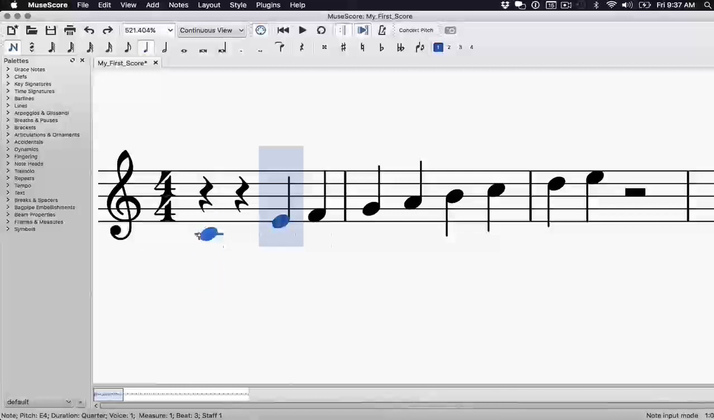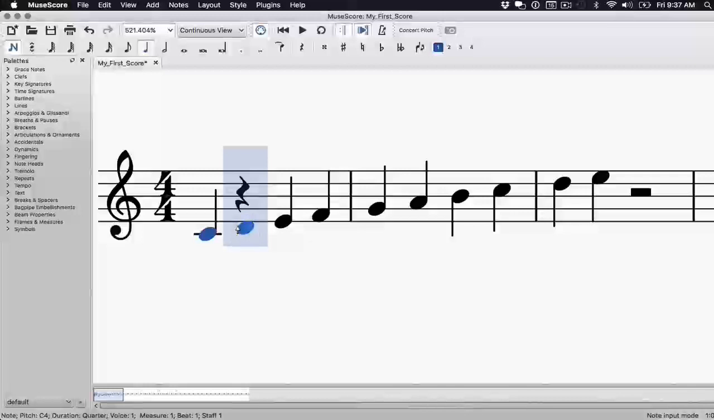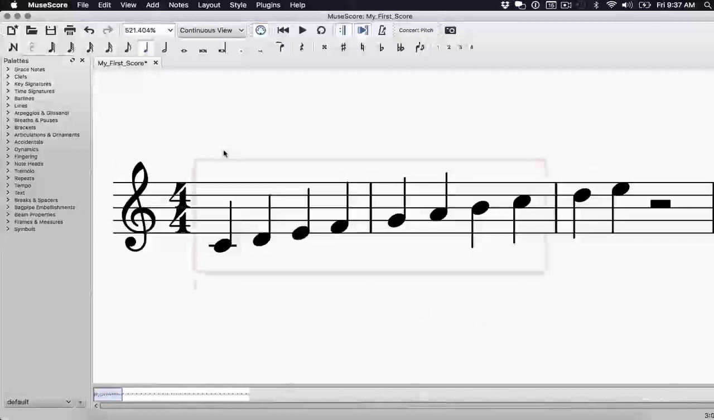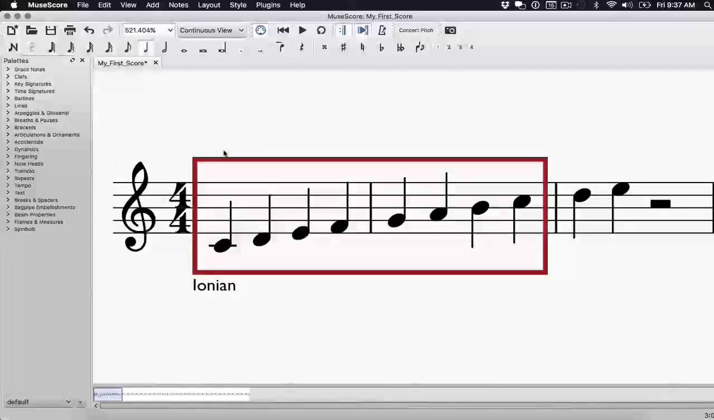Now let's point out one more thing while we're here. I'm going to do something weird here. What we're seeing now is a C major scale going all the way up to E, right? So it's going from C up to C, and then it keeps on going up to E. So check this out. Here we have the Ionian scale.